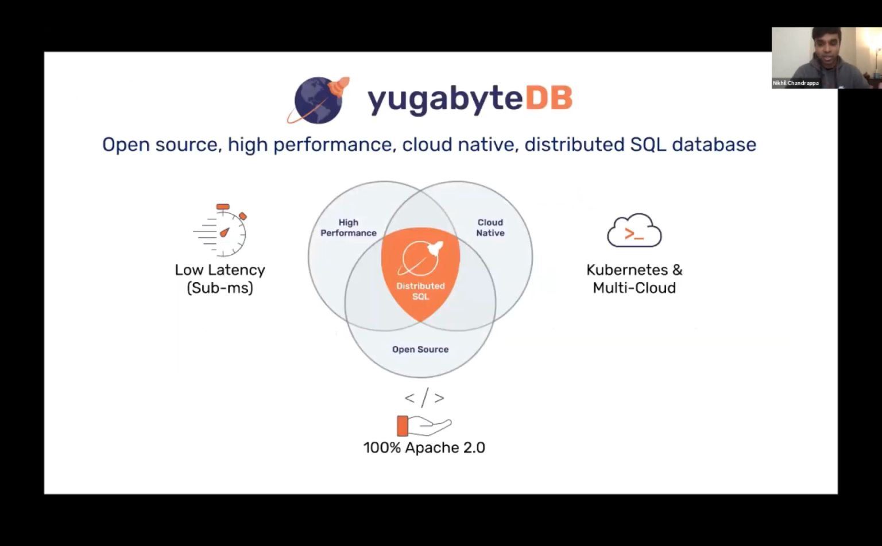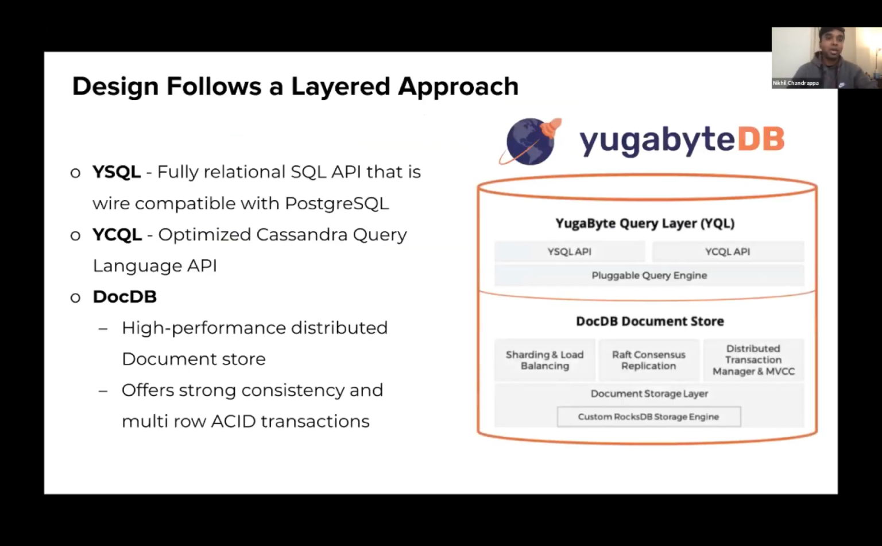Yugabyte is one such database. It's one of the leading providers of distributed SQL. It provides low sub-millisecond latency for reads and writes. It's cloud native, which means you can deploy on modern cloud platforms like Kubernetes and Cloud Foundry, and it's 100% open source. Everything is Apache 2.0. That was one of the big decisions they made back in 2018, where they open sourced the entire project to the Apache Foundation.